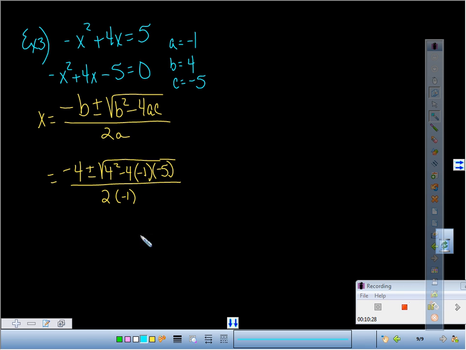All right, so now I'm just going to do this part right here. What's 4 squared? 16. What's 3 negative signs make? Yeah, minus. I don't worry about the 1. What's 4 times 5? What's 16 minus 20? So now I got negative 4 plus or minus the square root of negative 4 all over negative 2.